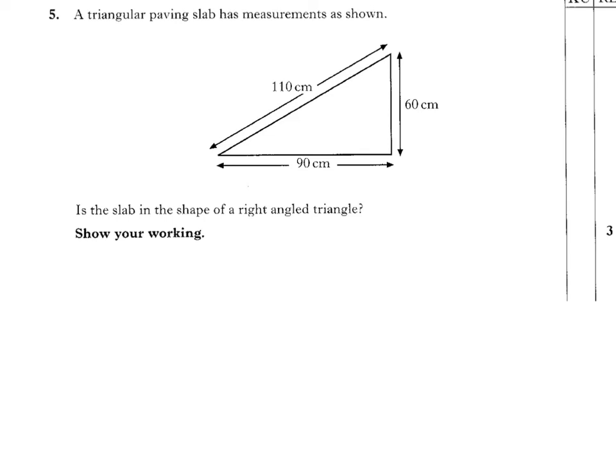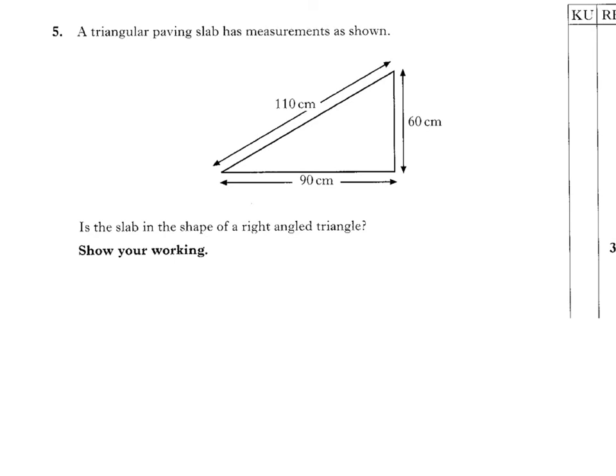Section 17, question 4. A triangular paving slab has measurements as shown. So the hypotenuse is 110 centimetres, our two sides are 90 and 60. Is the slab in the shape of a right angle triangle? This is basically a converse of Pythagoras question, which really just means that if Pythagoras works, you must have a right angle triangle. So let's have a go.